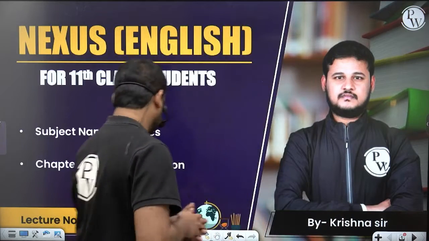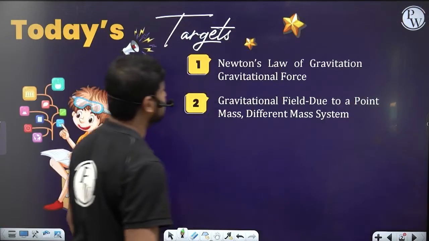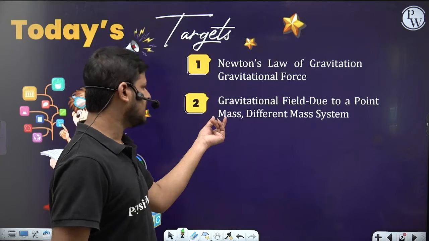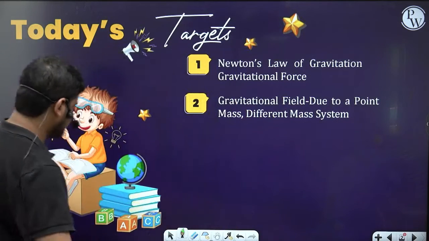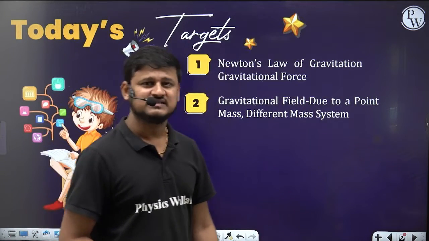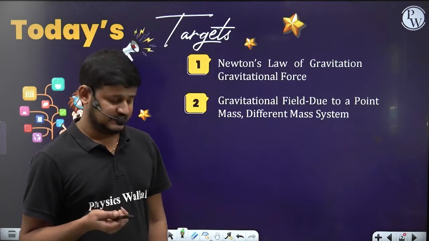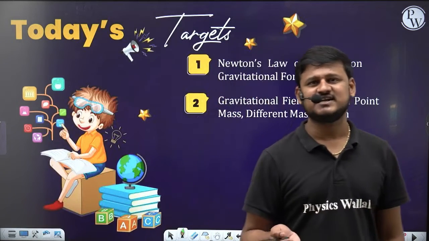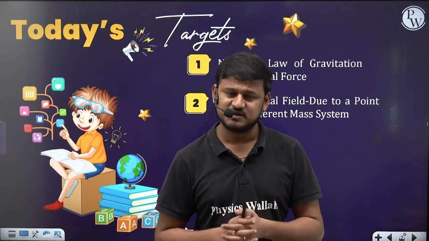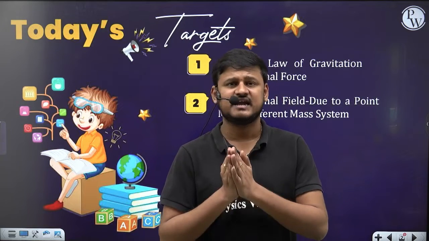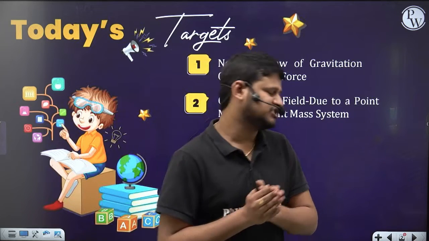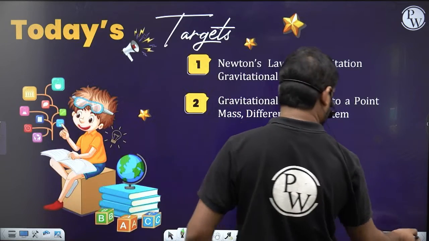Today in the first lecture we are going to discuss the basics, that is Newton's law of gravitational force and gravitational field due to a mass and different mass systems. So our main objective today is: what is gravitational force and what is gravitational field. We'll do some questions as well, and you all know I just need your attention for the next 1 hour. Avoid all the disturbances around you. Just be with me for the next 1 hour, and at the end of the class it's very important to prepare your own short notes. So let's begin today's session with very high positive energy.